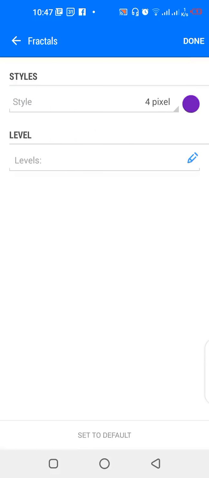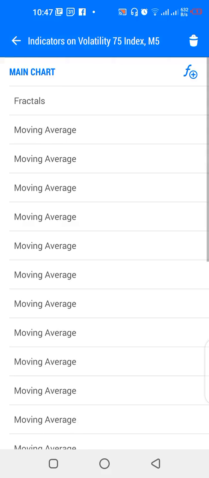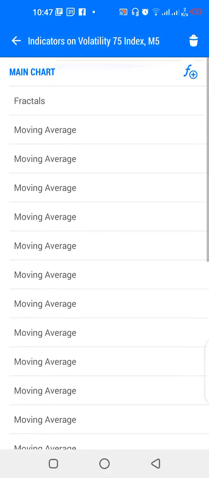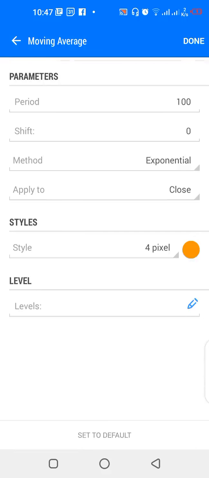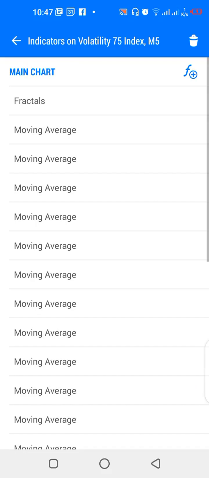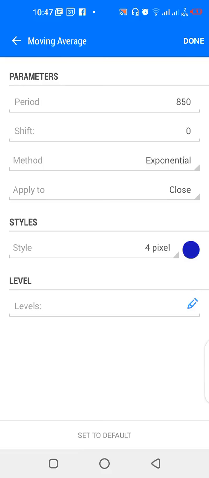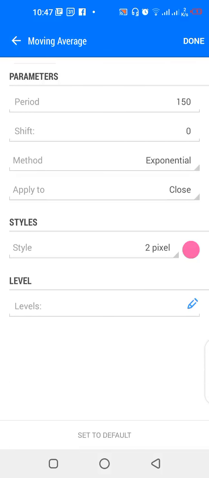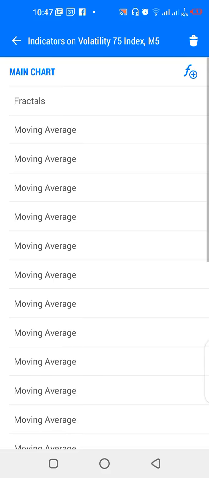We have fractals, a purple color. Now we have so many moving averages on the main chart. The first moving average is 100 EMA, color is orange. The second moving average is 850 EMA, color is blue. The third moving average is 240 EMA, color is black. The fourth is 150 EMA, color is pink.